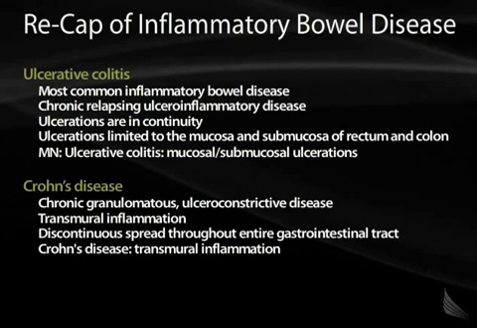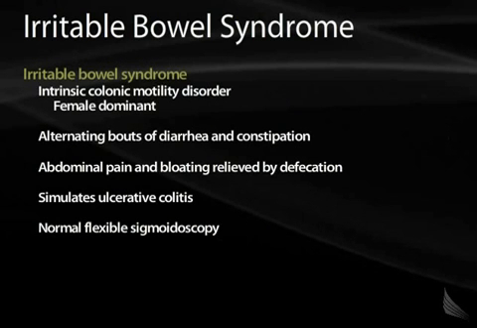Irritable bowel syndrome is a condition associated with intrinsic colonic motility disorder. It's more predominant in females, and there are two types of irritable bowel syndrome, IBS-C and IBS-D, i.e. irritable bowel syndrome with predominant constipation, or irritable bowel syndrome with predominant diarrhea. There are alternating bouts of diarrhea and constipation, and patients will have abdominal pain and bloating, which is relieved by defecation. Importantly, the mucosa in patients with irritable bowel syndrome is normal, unlike in ulcerative colitis and Crohn's disease.